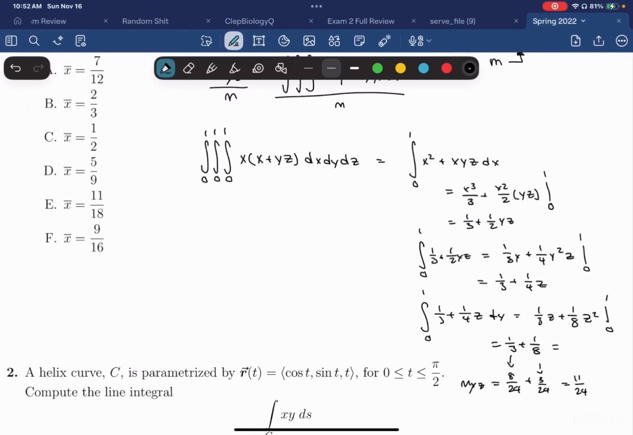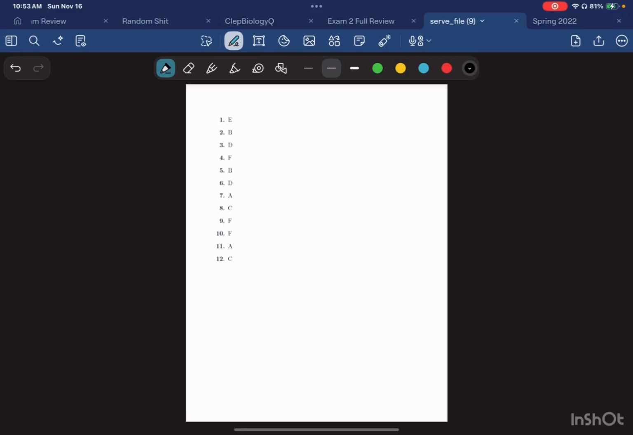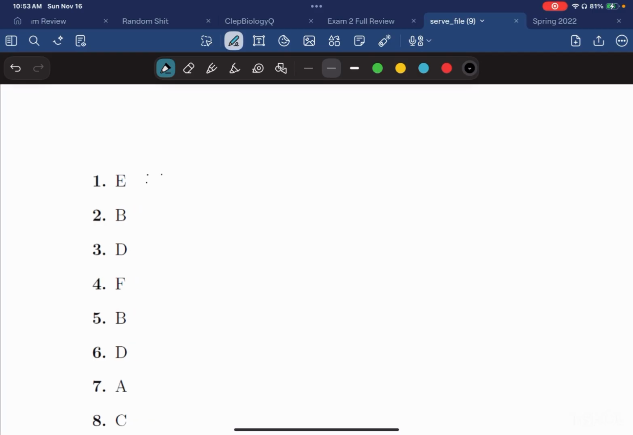So to find x bar, we simply put the moment at yz divided by mass, which is 11/24 over 3/4. So you get 11/24 multiplied by 4/3. I'm going to turn this into a 1/6. So you get 11/6 times 1/3, which is 11/18, which is our answer E. In this case, that is correct.